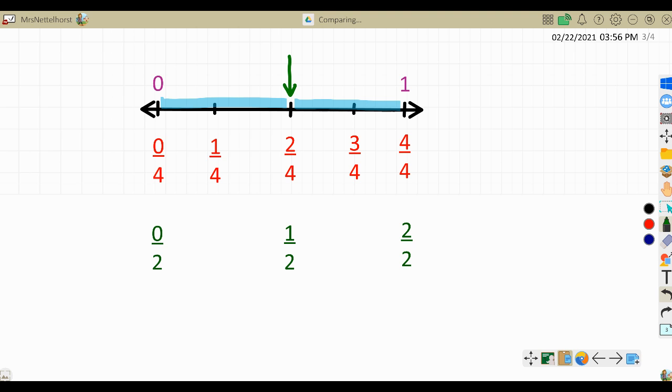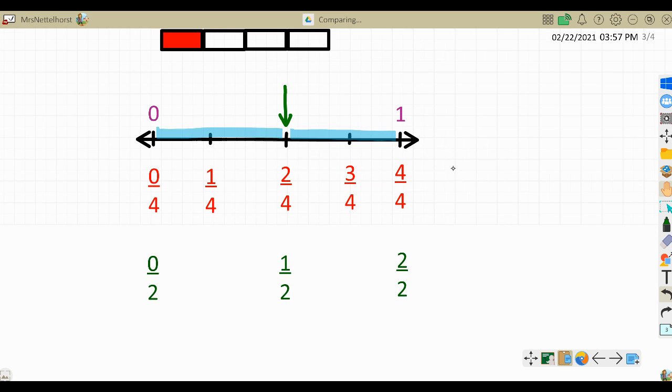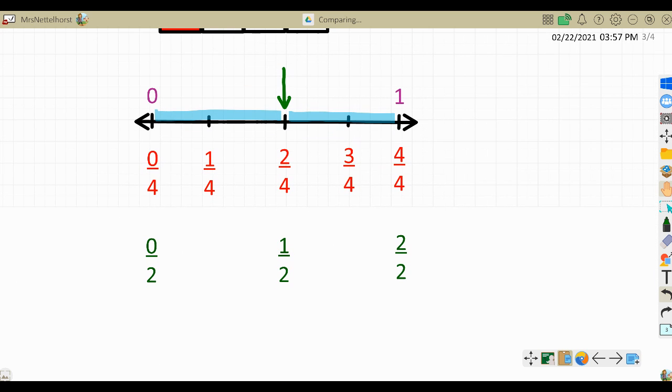Okay, so then I just need to look at my fractions again. I had 1/2 and 1/4. So I'm going to circle 1/2 and I'm going to circle 1/4. So the fraction that is closer to 1 is the bigger fraction. So you can see that 1/2 is bigger than 1/4.